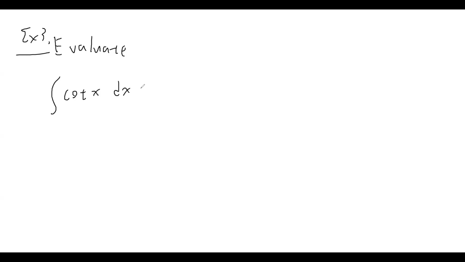All right, so here we go. Of course, again, give this a try if you want to. You can pause the video. But the first thing we're going to do is rewrite cotangent x as cosine x over sine x. Now we know that cosine is the derivative of sine, so somehow we want to take the derivative of sine to get cosine. And again, I'm going to do u sub here.